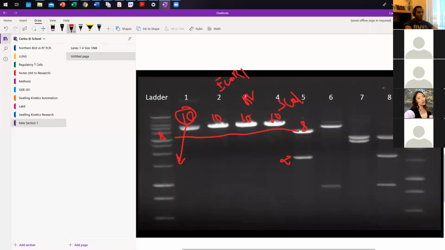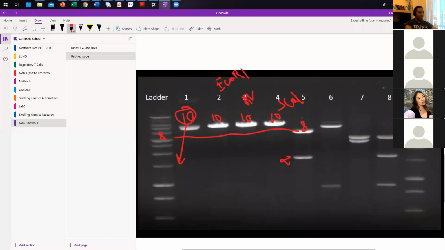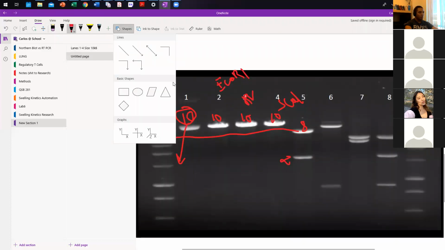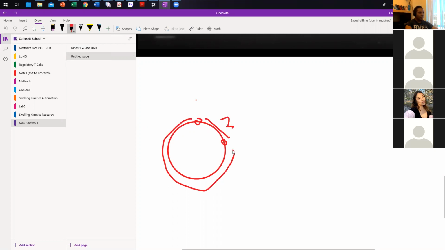So let's say for this lane, we'll draw it out. You're gonna have 2 fragments for this one, and the 2 cuts are these 2. So I'll draw the shape, a circle. So you have 2 cuts. For instance, 1 cut right here and 1 cut right here. So this fragment is 2. And then this fragment is 8.